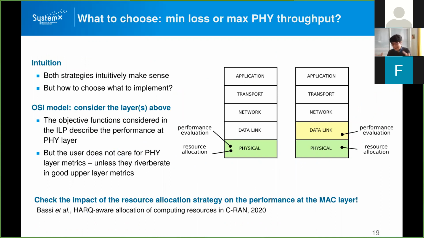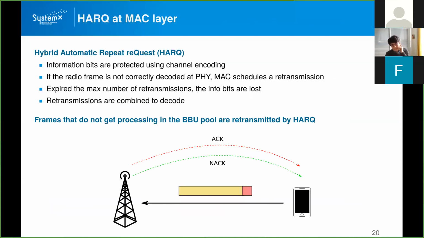In this moment, we are allocating resources at the physical layer, and we are evaluating the performance at the physical layer as well. But we are working in a system which has many layers, and at the end of the day, what we care about is the performance close to the user. So what we are going to do in this case is to move one layer up. So we still allocate these resources at the physical layer where they are, but we are going to evaluate the performance of these strategies at the data link layer, the MAC layer, just one layer on top. And we will see if we can make a decision between these two strategies.